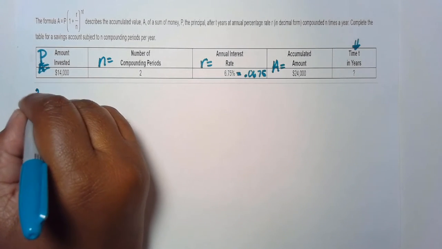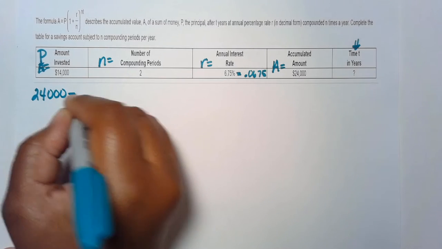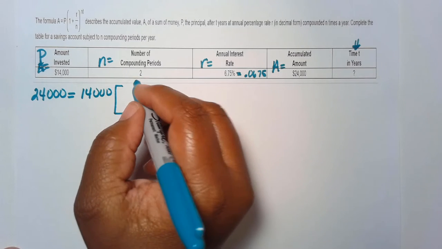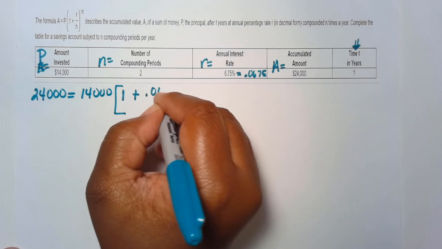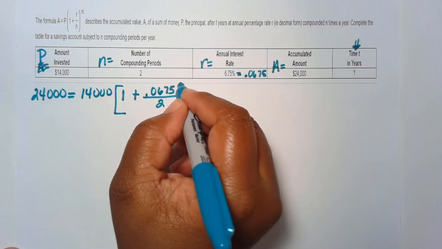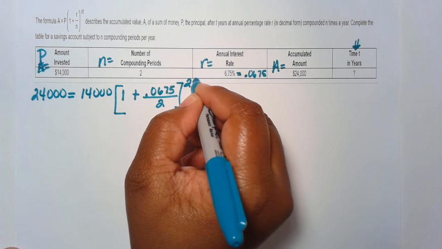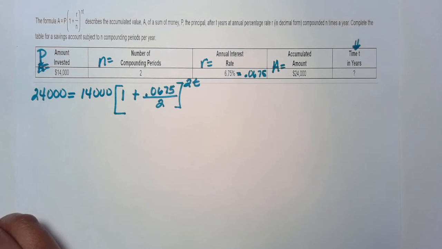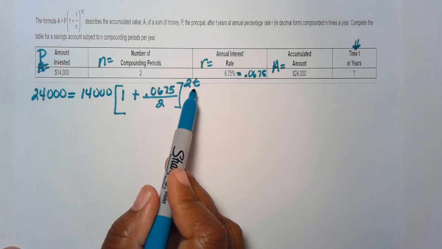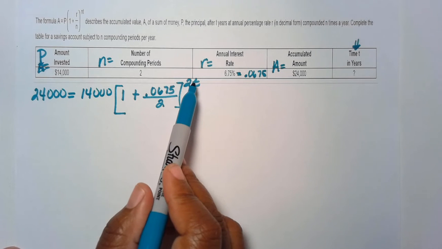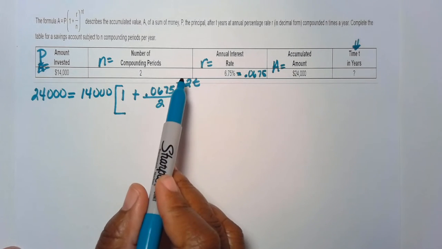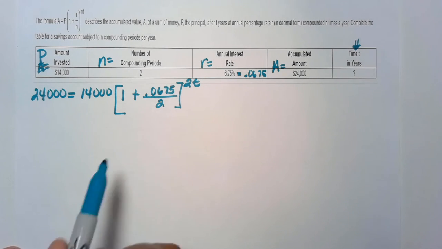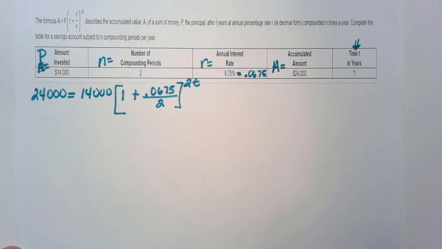So we have 24,000 equals 14,000 times (1 plus 0.0675 over 2), all raised to the 2 times t, because we don't know what t is. That's what we want to find. So now our goal is to get t by itself, and t is written as an exponent. So this is where we're going to have to use natural logarithmic form to solve this equation. So follow my lead here.